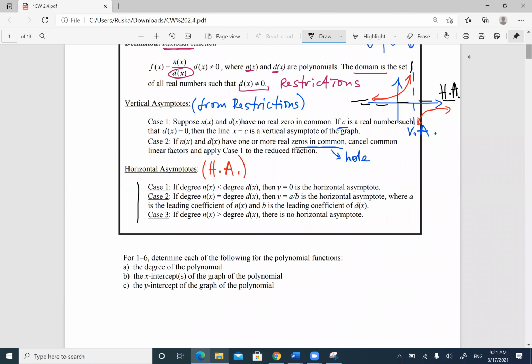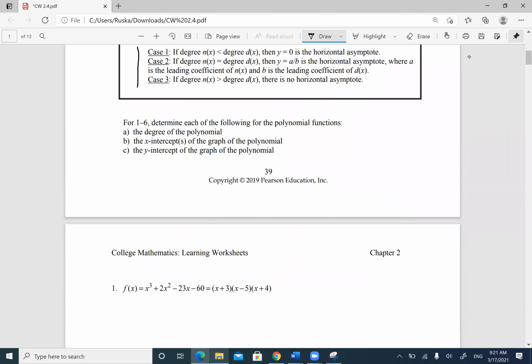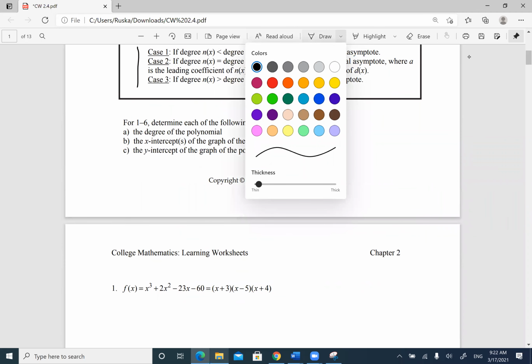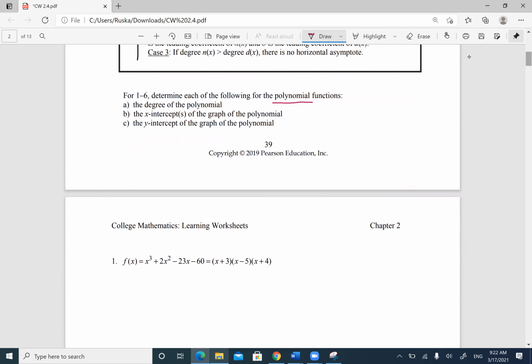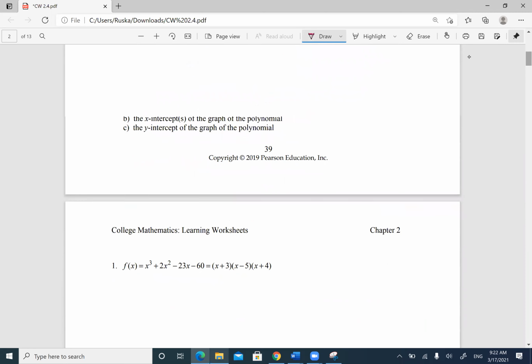Okay, so then you're going to go to this. For number 1 to 6, there are 6 examples. These are polynomial functions. We're going to have 6 polynomial functions given from 1 to 6. We need to find the degree of the polynomial. We're going to find the x-intercept and the y-intercept. Okay? And let's start with number 1, for example.